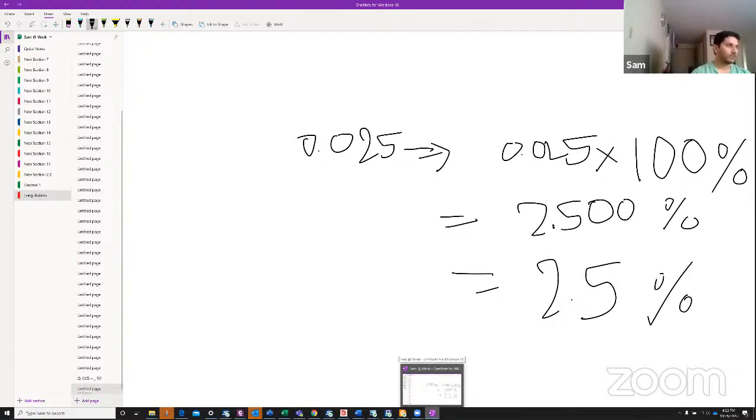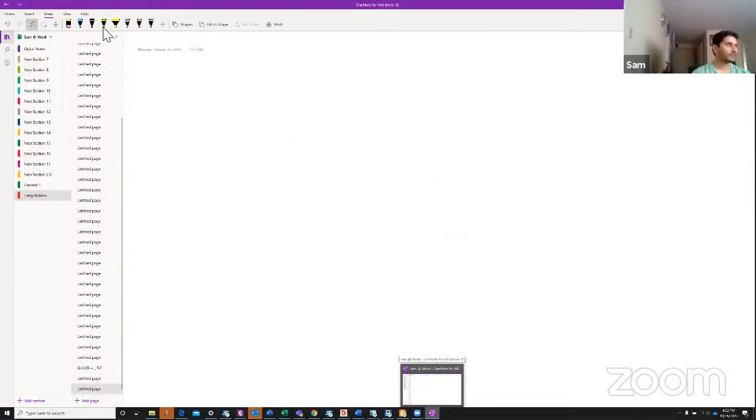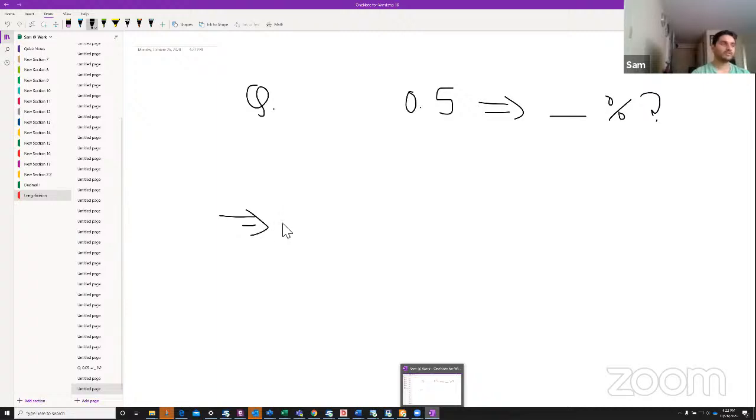Okay, let's get to another one. Let's convert 0.5 into percentage. So to convert into percentage, we're going to multiply by 100. So 0.5, this would be just 5 times 100 is going to be 500.